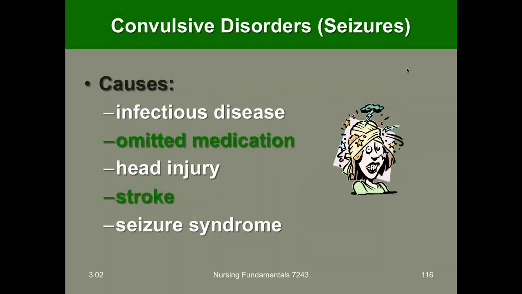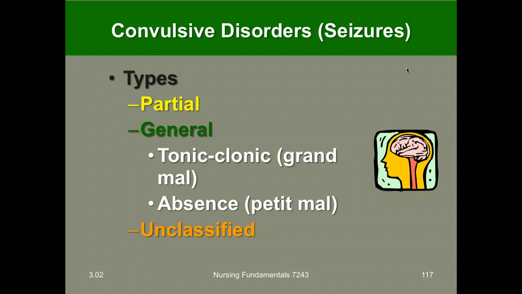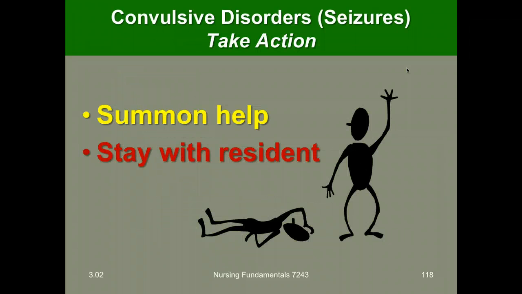Convulsive disorders: there are many causes that could be from an infectious disease, medication that wasn't given, a head injury, a stroke, or seizure syndrome. Types of seizures are partial, general, or unclassified. A general seizure can be a grand mal or a petit mal, which is an absent seizure.